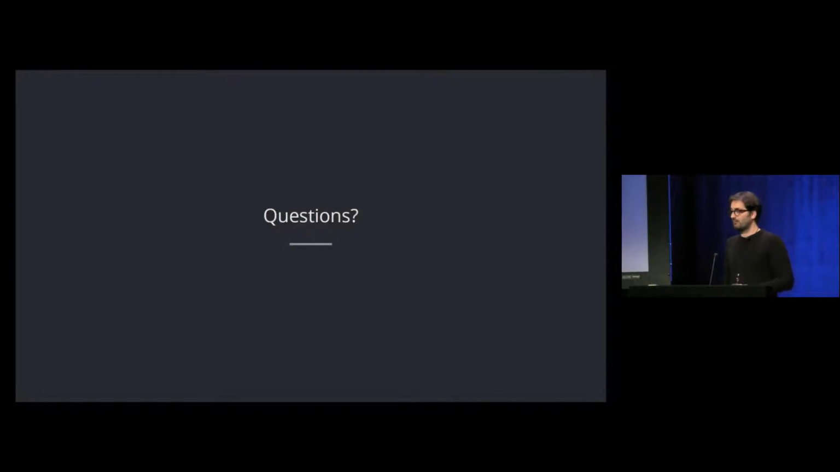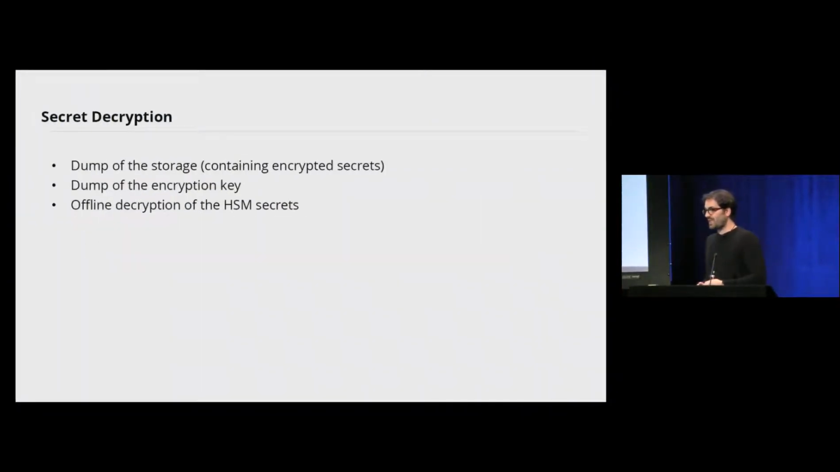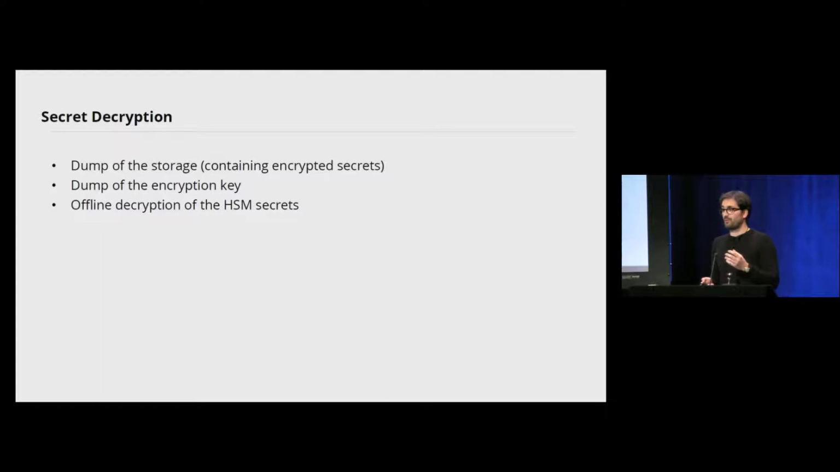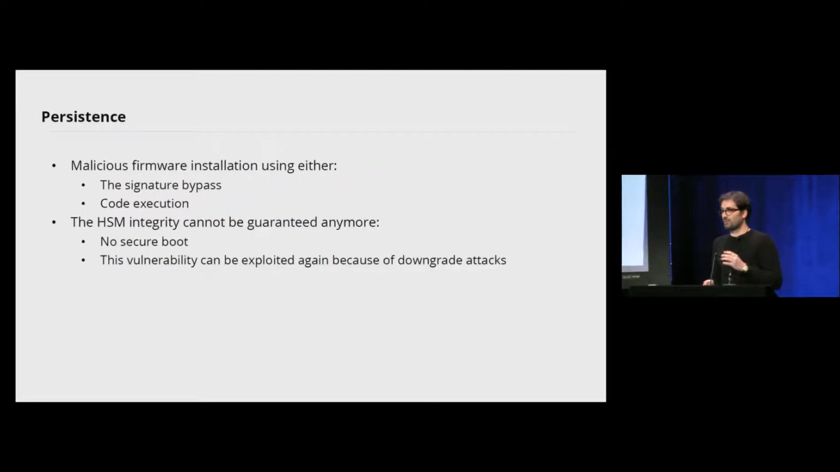So as a conclusion, I explained how we were able to trigger a memory corruption bug that leads to a complete compromise of the HSM and to dump all of its secrets. We are not sure the bugs we found also work on the networked version of the HSM. We think it will be the case, but we cannot be sure yet. We were able to dump the whole storage of the device and to decrypt all the secrets that it contained. We show a way to bypass the signature verification of the firmware and a way to break the integrity of the device.